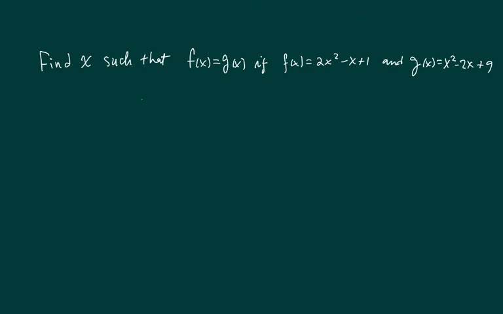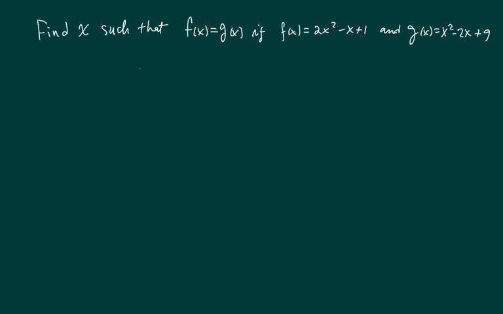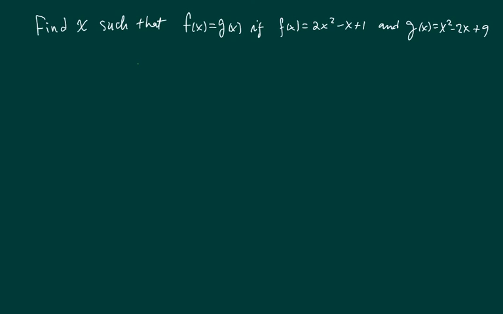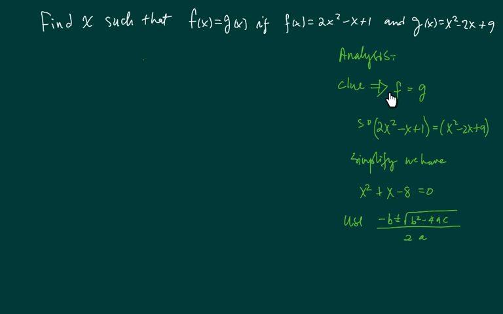Here's a homework problem from pre-cal, and let's see how we go about solving this one. The analysis looks something like this. Since we're using the clue f is equal to g, if we equate both of the functions to each other and simplify, gathering like terms, we have x squared plus x minus 8. And using the quadratic formula, we should be able to find x pretty easily.